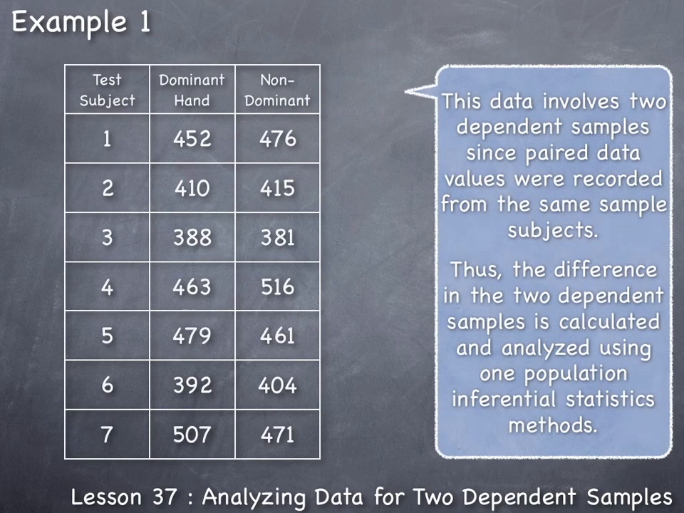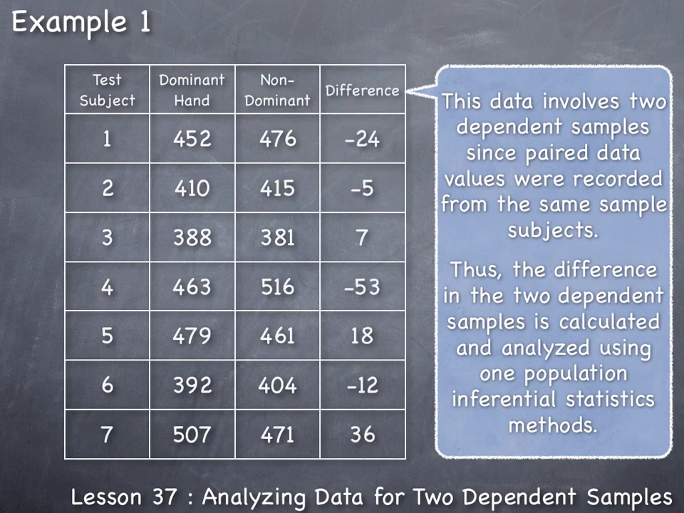This data involves 2 dependent samples since paired data values were recorded from the same sample subjects. Thus, the difference in the 2 dependent samples is calculated and analyzed using one population inferential statistics methods. So we calculate the difference in the reaction times for each of the test subjects by taking the dominant hand reaction time and subtracting the non-dominant hand reaction time, thus giving us the following differences.